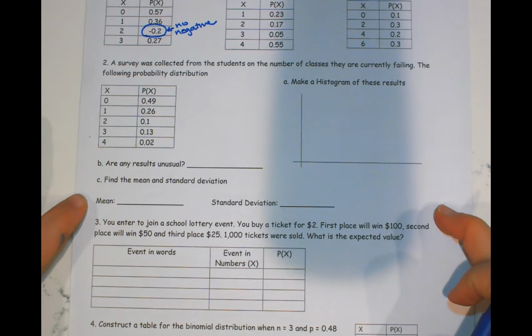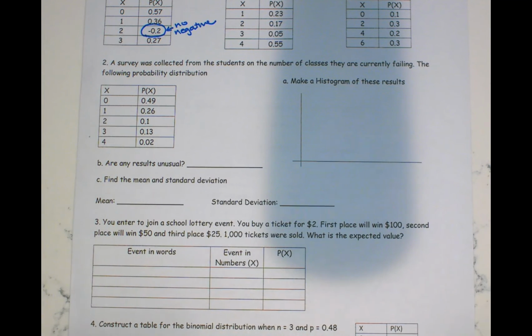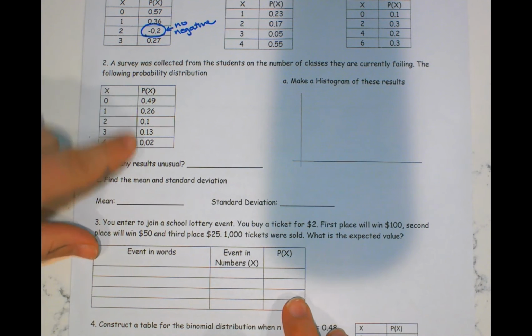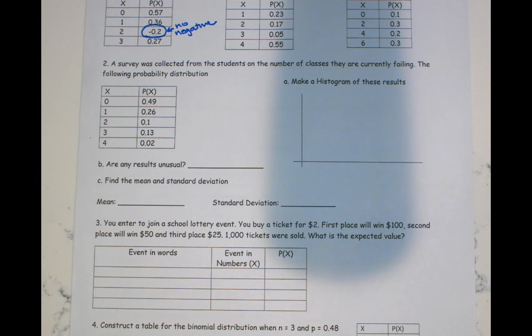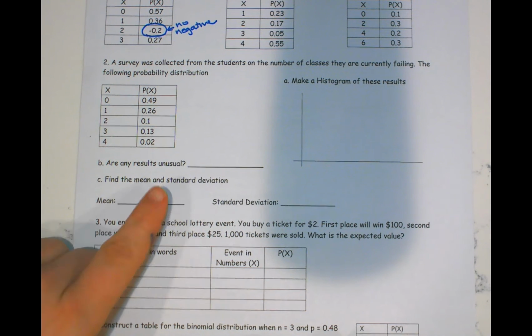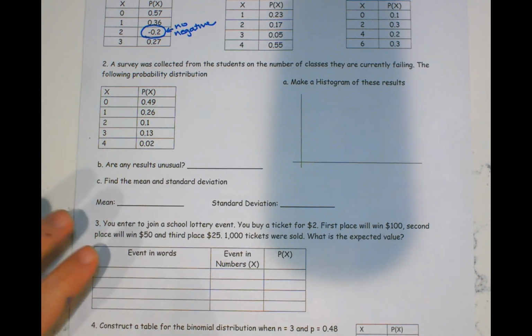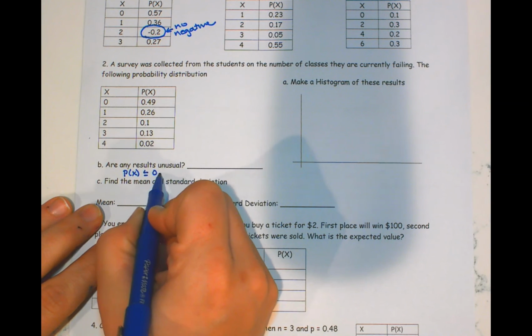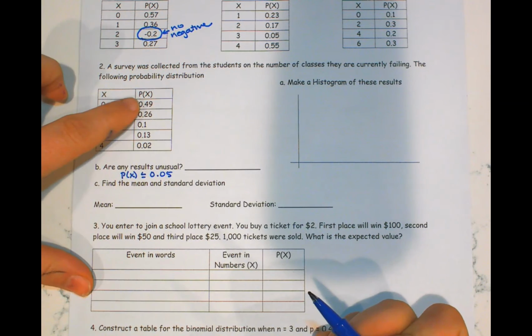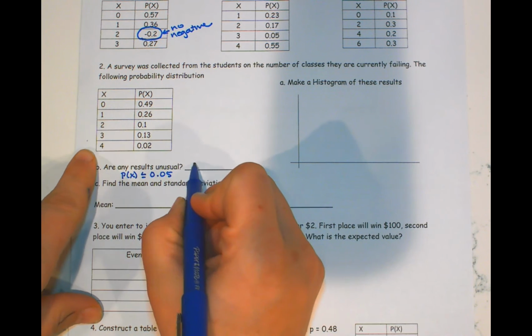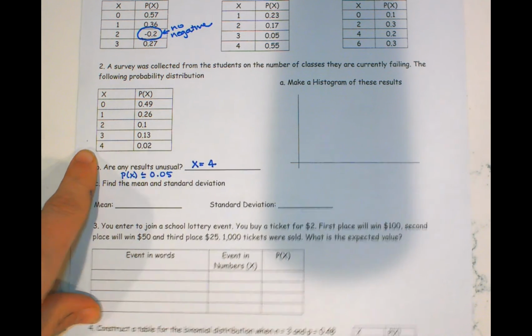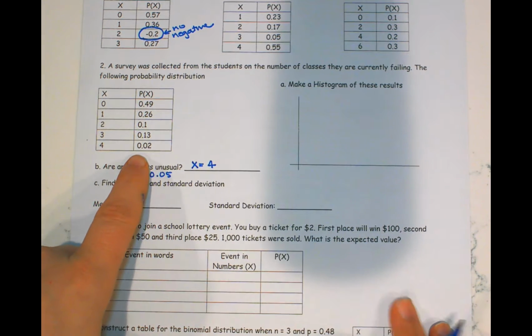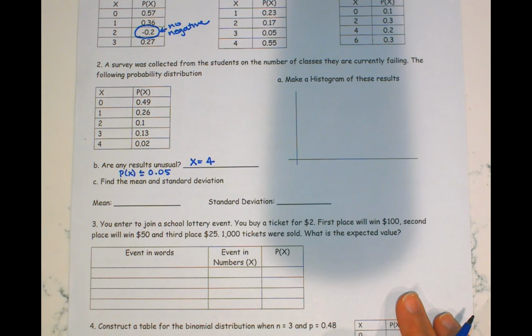So then if we look at number 2, this is a probability distribution, so all of these would add up to 1 if we put them together. So first we're looking for any unusual results. Remember, it's unusual if the probability is less than or equal to 0.05. So x equals 4 would be considered unusual because its probability is less than 0.05. Everything else is greater than, so we don't have to worry about that.